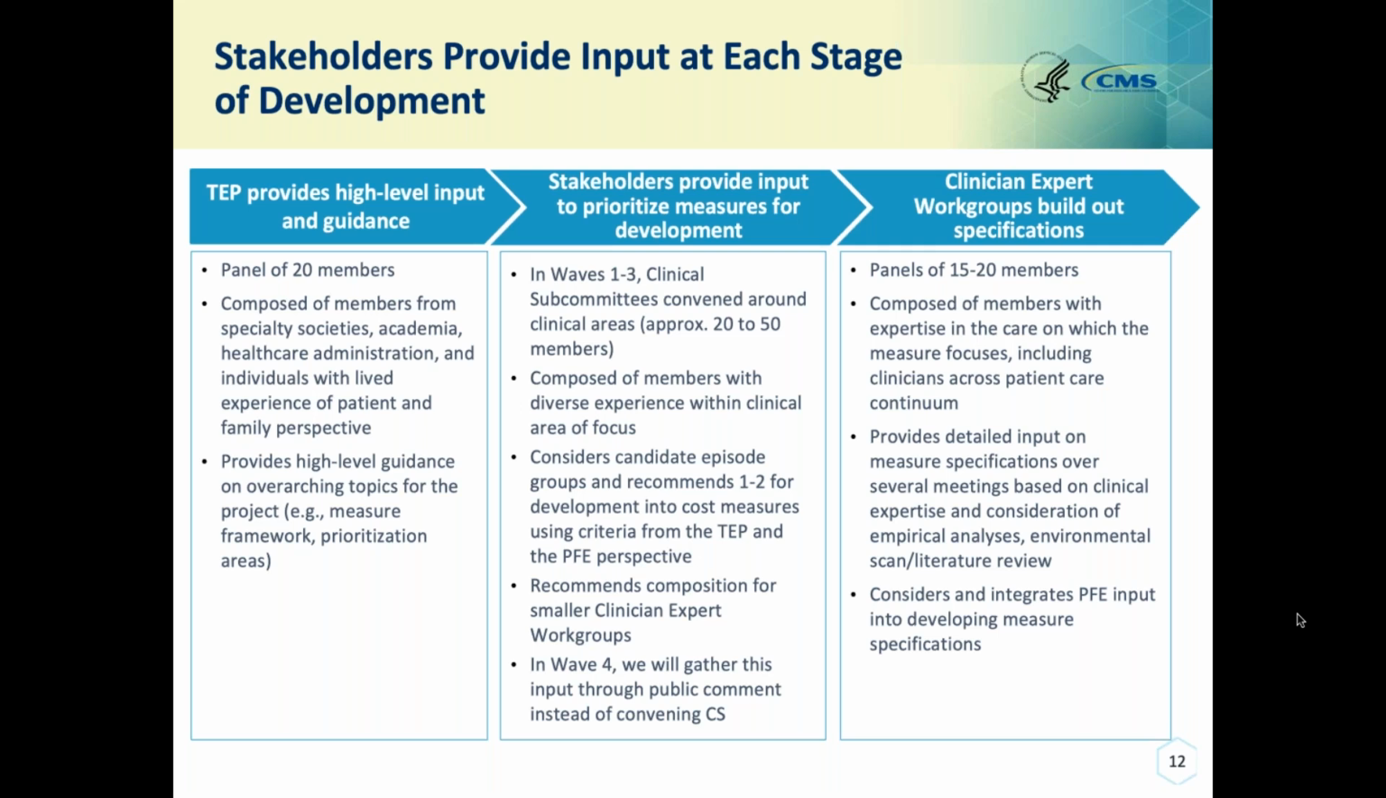Finally, we have the clinician expert work groups that are composed of 15 to 20 members with expertise in the care on which the measures focus, including clinicians across the patient care continuum. Clinician expert work group members provide detailed input on every aspect of the specifications. Next slide, please.